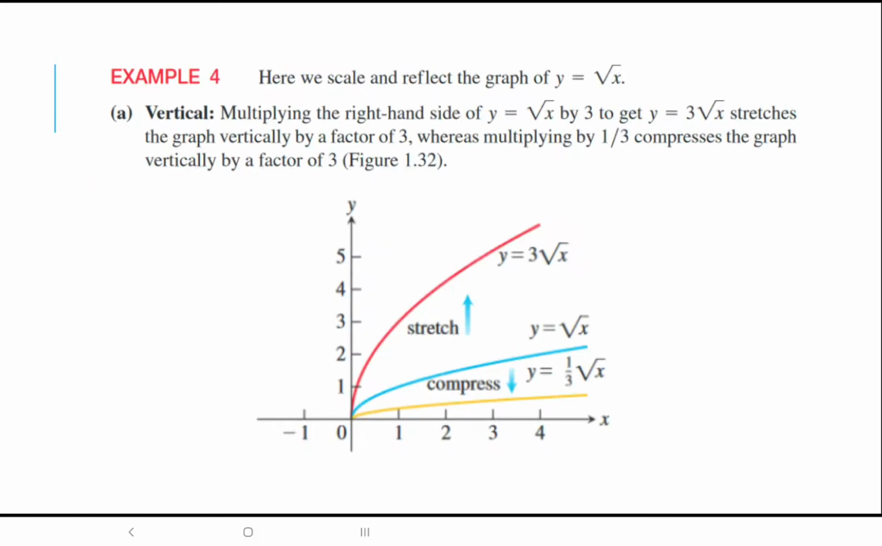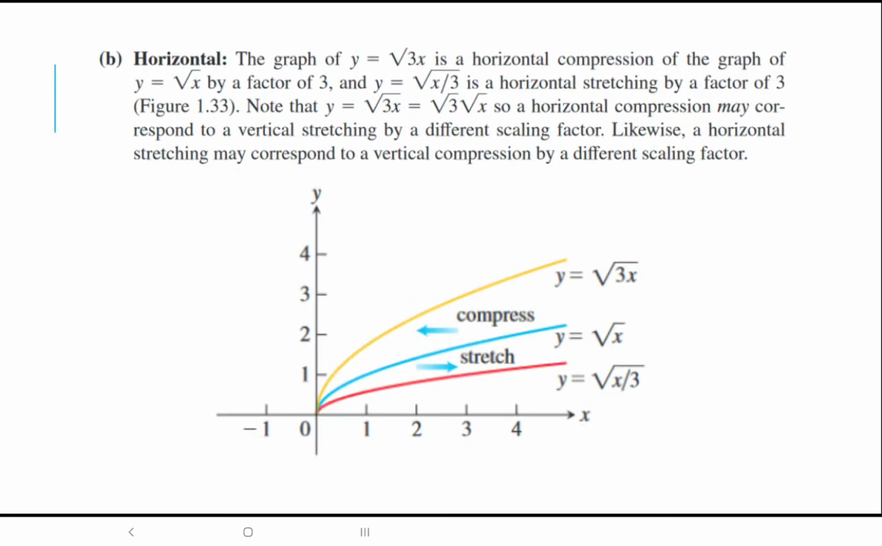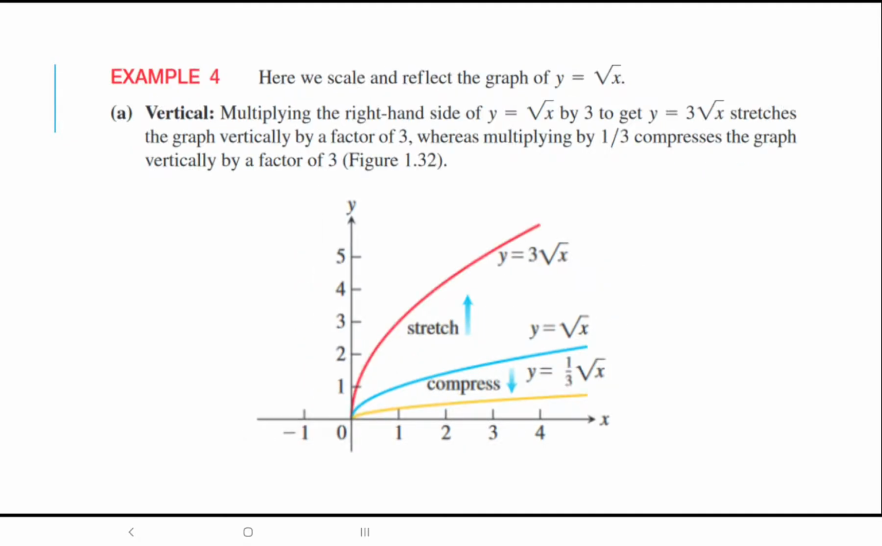So, again, ang example natin ay y equals square root of x. Okay? So, pag minultiply natin yung square root of x ng 3, makukuha natin ay 3 square root of x. So, ang nangyayari, yung graph natin, nag-stretch siya vertically. So, tumaas siya vertically. And then, pag ginawa naman natin 1/3, yung minultiply natin, nag-compress siya. So, bumaba yung graph natin. Okay? And then, here is an example naman of horizontal compression and expansion.